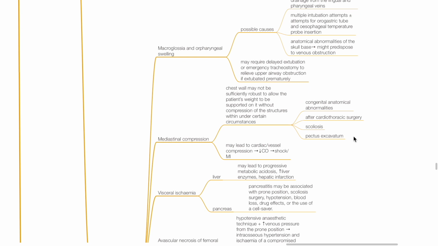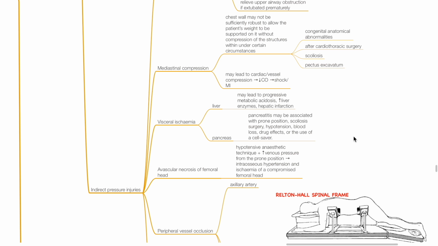Mediastinal compression. The chest wall may not be sufficiently robust to allow the patient's weight to be supported on it without compression of the structures within, under circumstances such as congenital anatomical abnormalities, after cardiothoracic surgery, scoliosis, and pectus excavatum. Mediastinal compression may lead to cardiac or great vessel compression, reduction in cardiac output, shock, and myocardial ischemia.